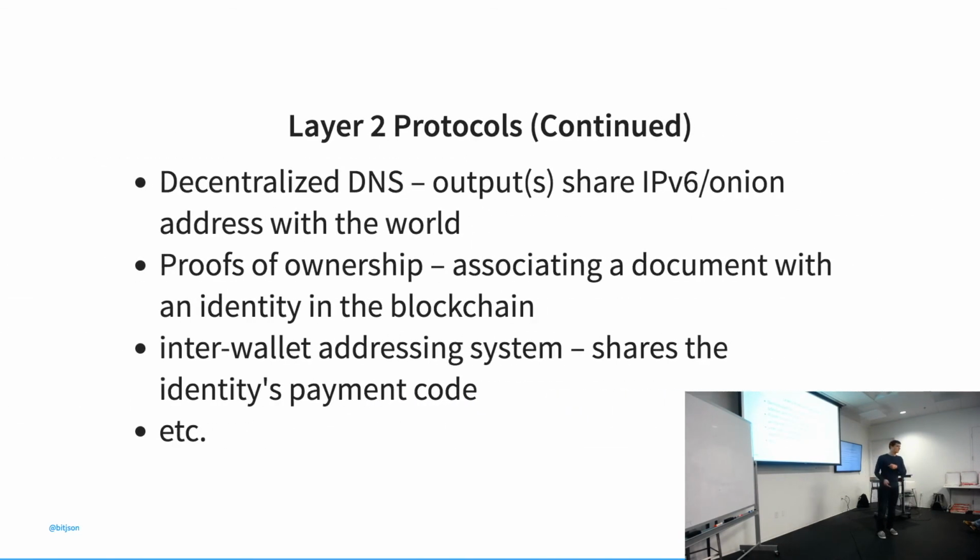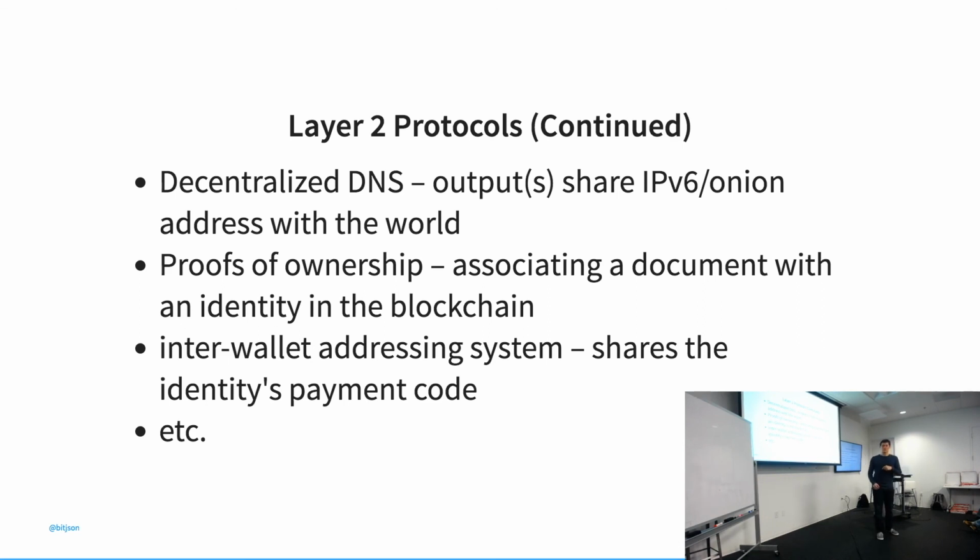Some of those things, I just threw some on here. Most of them, once you kind of understand the system, are things that people want to do. So obviously, decentralized DNS: you can stick an IPv6 address or an onion address in a meaningful output for the identity, and you can definitively tell the entire world exactly what the address is of your website at that moment. You can migrate it in an hour, so it's actually faster than the DNS system, if anybody's familiar with that. And then also proofs of ownership, associating a document with an identity in the blockchain. Kind of standard stuff when people talk about the blockchain.